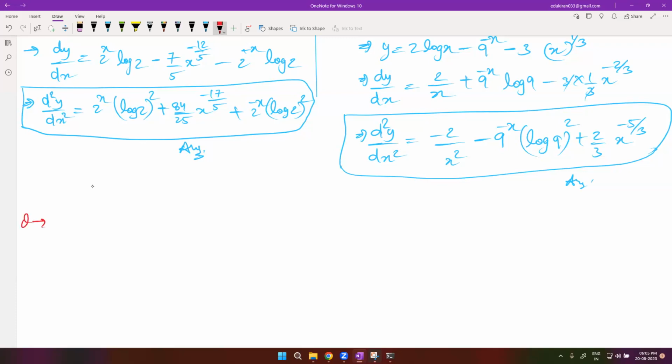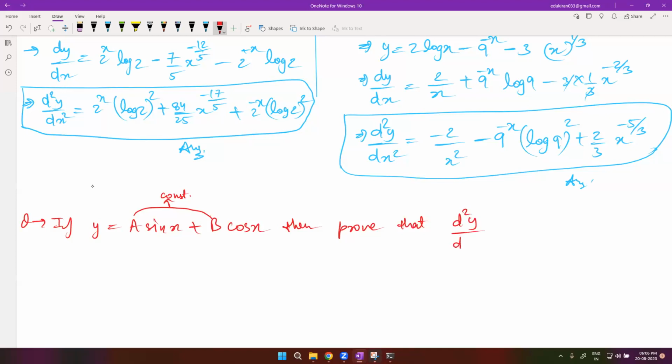So the question is, if y is equal to a sin x plus b cos x, where a and b obviously are constants, then prove that d2y by dx square plus y is equal to 0. Now, as we have just started, it's a simple question, but it will keep on getting tougher now.